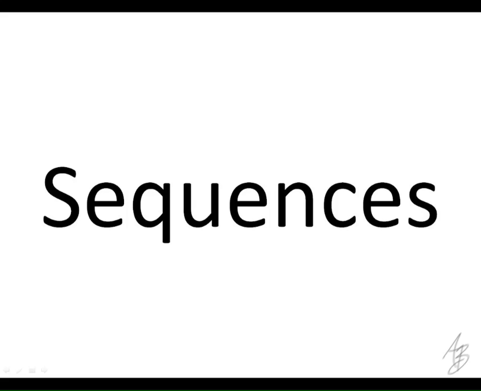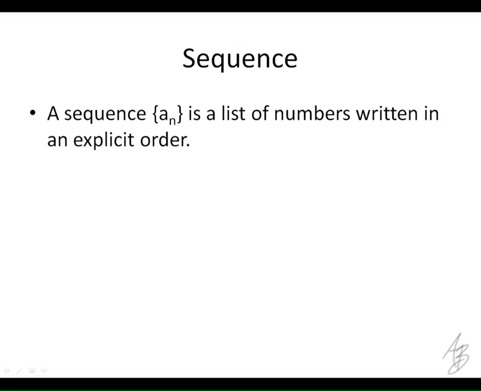Now, formally in math, we would define a sequence as a list of numbers written in an explicit order. The order is important here. So we can't just have a random list of numbers without any kind of order, but it needs to be in a certain order. So typically these sequences are given to us as a formula, and the formula allows us to compute each term in the sequence either explicitly or implicitly, and we'll talk about what that means in a moment.